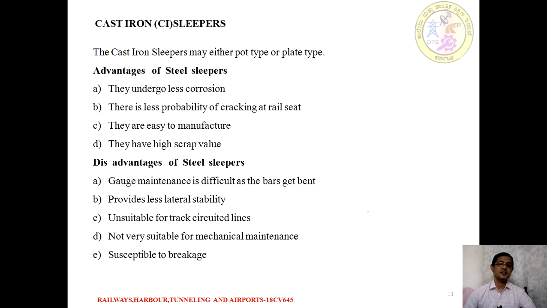Disadvantages of this sleeper: gauge maintenance is difficult as the tie bar gets bent. It provides less lateral stability and is unsuitable for track circuited lines. Once again, it is a non-conductive material, not very suitable for mechanical maintenance, and susceptible to breakages. So that is with respect to cast iron sleepers.